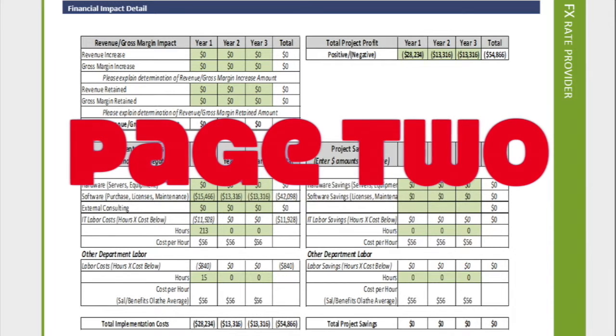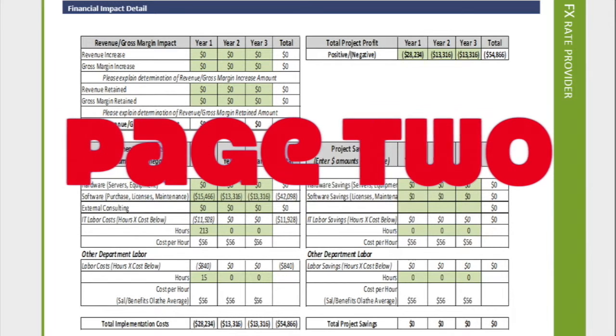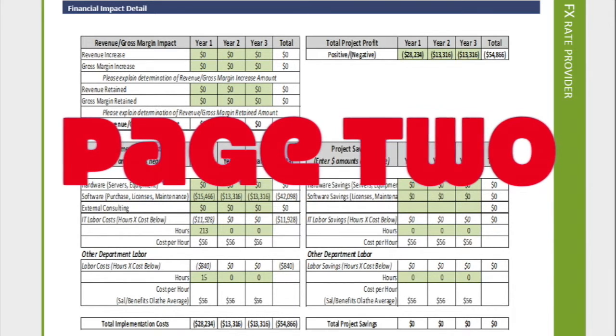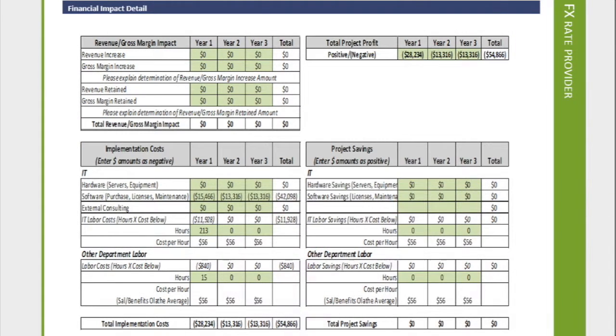Yes, that's right, there's a page 2 of the one-pager. Why they call it the one-pager, I don't know. Go figure. Anyway, page 2 is the financial impact detail. This page breaks down in more detail the revenue, gross margin impact, implementation cost, and the project profit and savings.